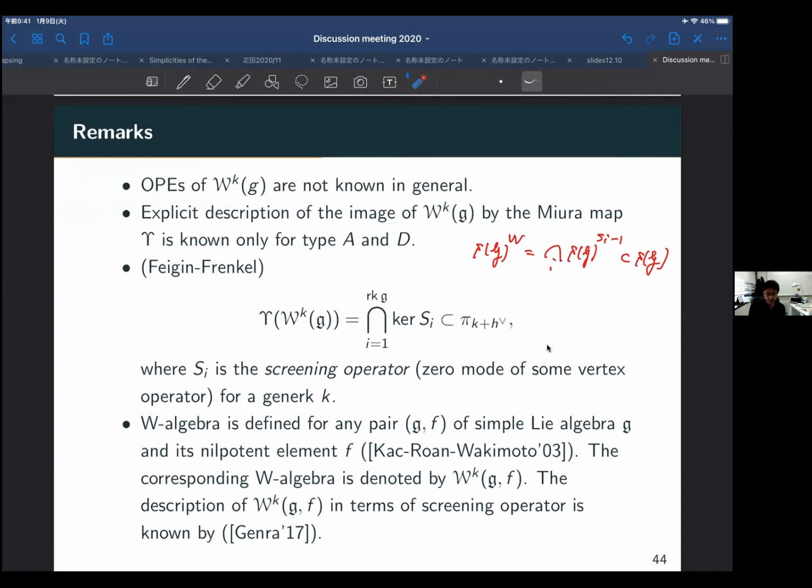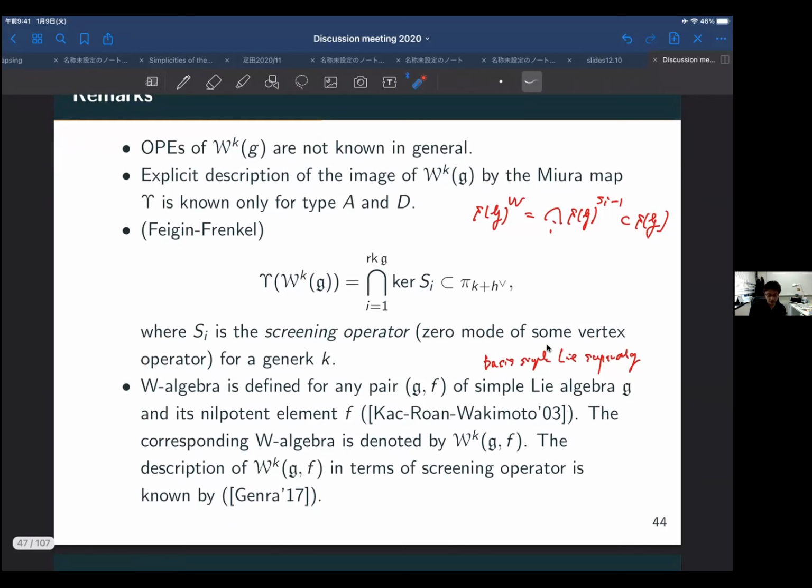And as in the case of a finite W-algebra, it is defined for any pair of a simple Lie algebra, or more generally a basic simple Lie superalgebra, and a nilpotent element in the even part of g. And the corresponding W-algebra is denoted by this symbol, and these have a description as a kernel of screening operators, which was done by my student Genra.